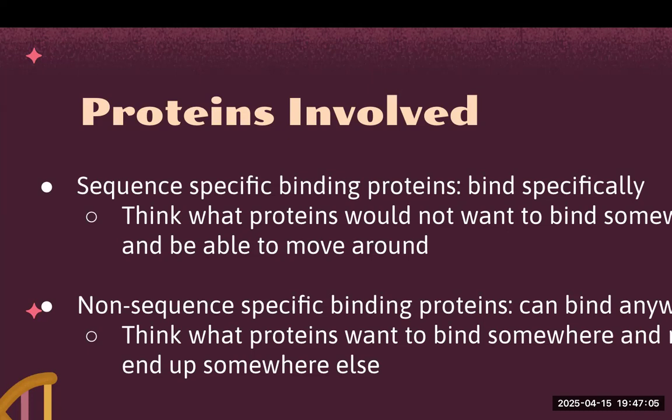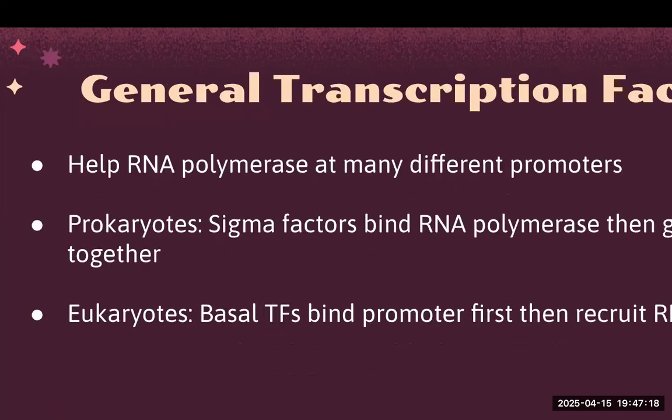In general, though, sigma 70 is always going to bind at the promoters. That's the sequence specific portion: it's always going to bind at the promoters rather than just anywhere on the DNA. So general transcription factors, like we talked about, are the things that are recruiting and helping the polymerase get to the promoter so it can start transcription. That's why these need to be more sequence specific. They're the ones binding to that specific promoter, that specific site, telling the polymerase it can go here.